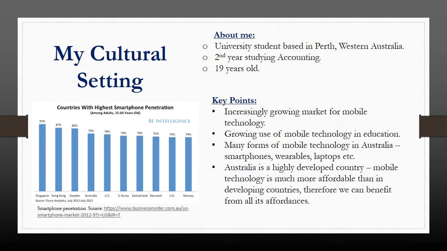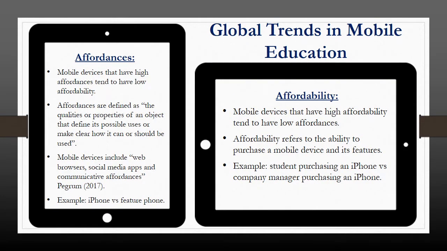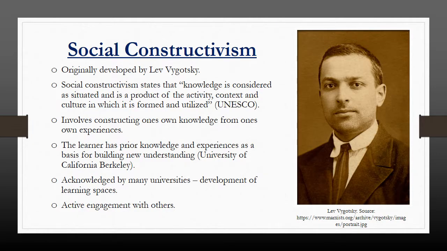wearables all being introduced. The global trend in mobile education is that devices with high affordances have low affordability and vice versa. Affordances are defined as the qualities or properties of an object that define its possible uses or make it clear how it can or should be used, where affordability is a person's ability to purchase a mobile device and its features.